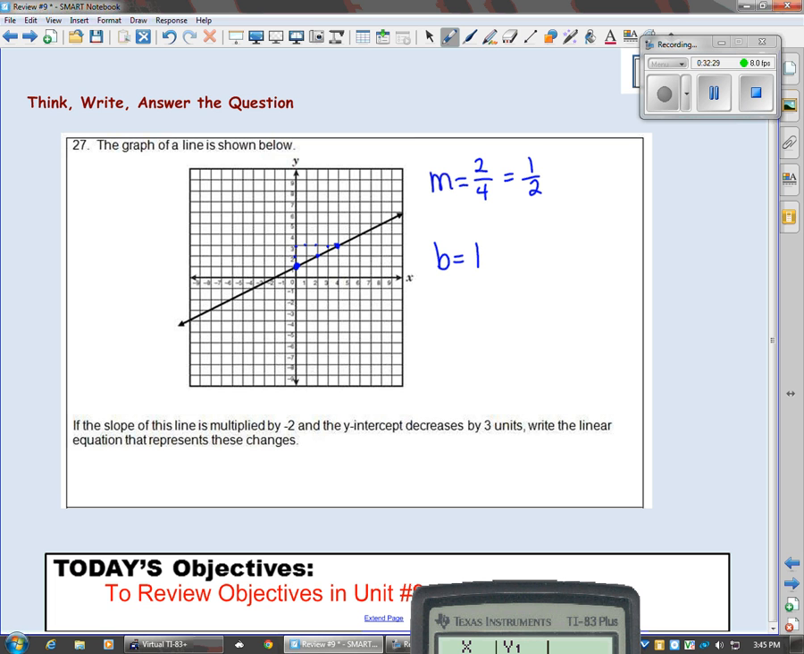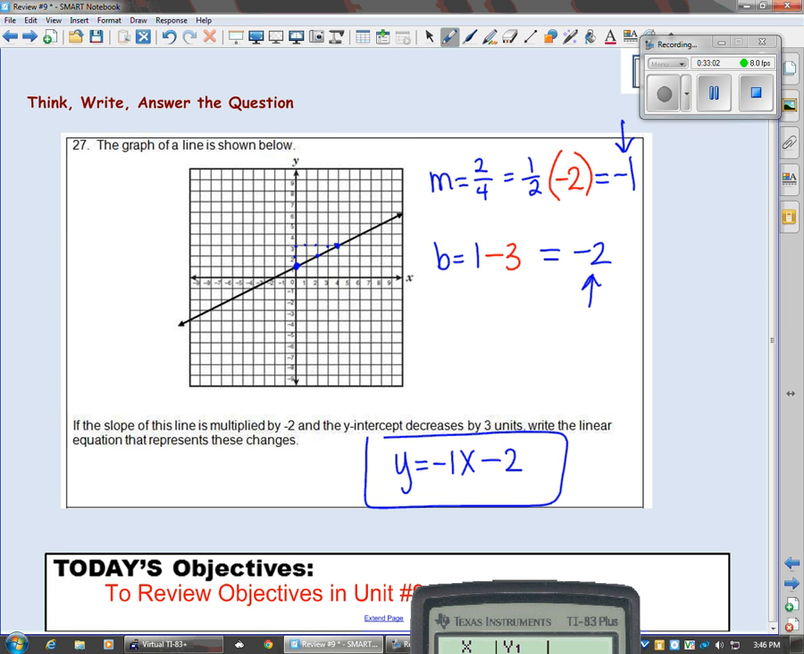They want to take the slope and multiply it by negative 2. So 1/2 times negative 2 is negative 1. They want to decrease, subtract, the y-intercept by 3. 1 minus 3 gives us negative 2. So my new m is negative 1, my new b is negative 2. Y equals mx plus b. So y equals negative 1x minus 2.